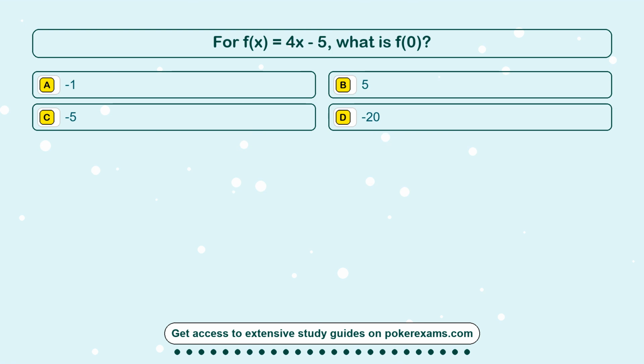Question 15. For f(x) equals 4x minus 5, what is f(0)? Option A, -1. Option B, 5. Option C, -5. Option D, -20.